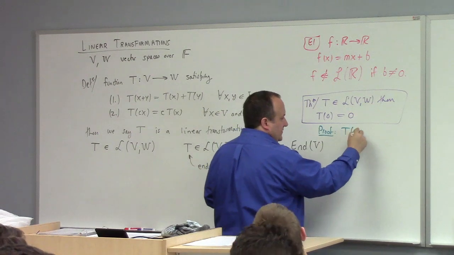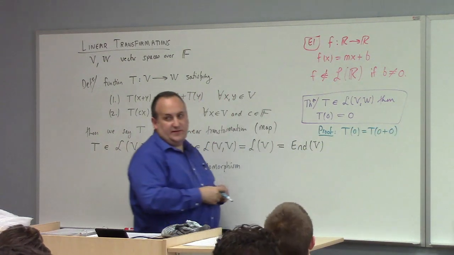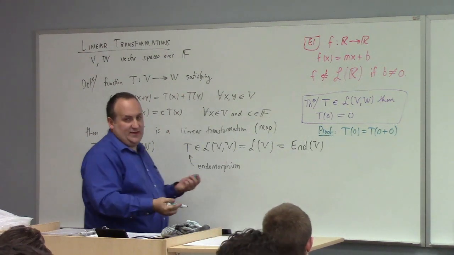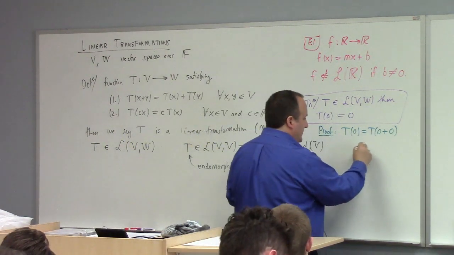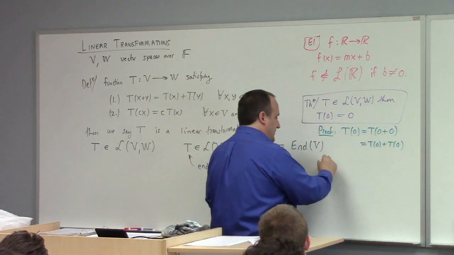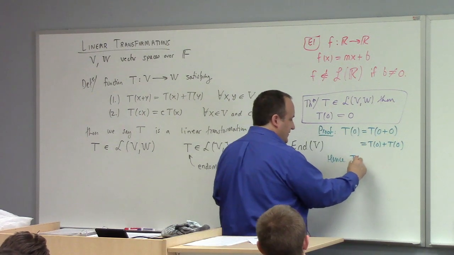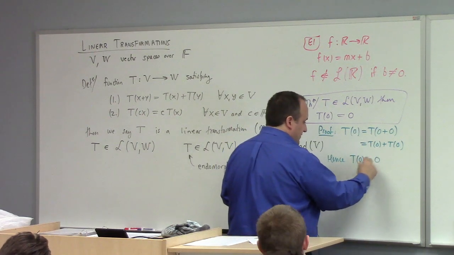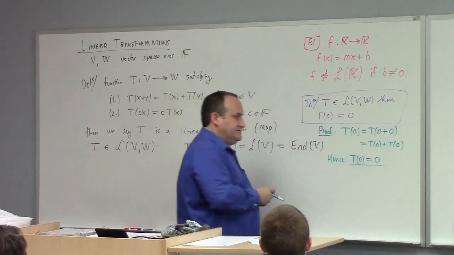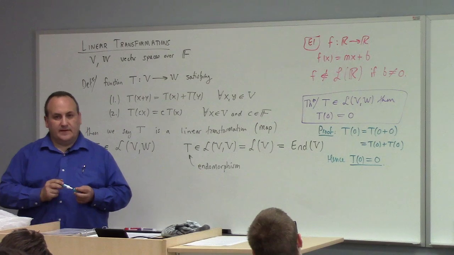T of 0 is equal to T of 0 plus 0, right? Because 0 is equal to 0 plus 0. But by additivity, this is equal to T of 0 plus T of 0. Hence, T of 0 is equal to 0, because I can subtract T of 0 from both sides, right?